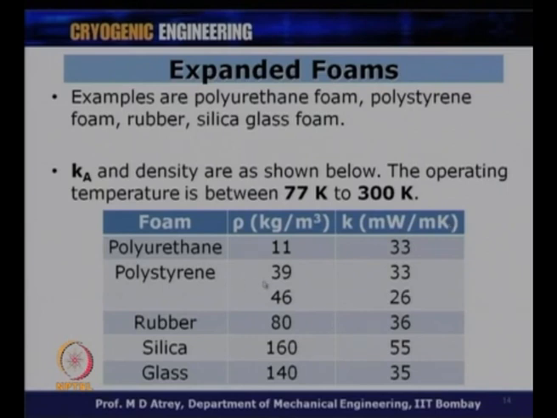Here we can see that for polystyrene, as the density has increased from 39 to 46, the apparent thermal conductivity has decreased a little bit from 33 to 26. But you can see the range is normally between 30 to 50, if I can say broadly, or maybe 20 to 60, for the 300 Kelvin to 77 Kelvin temperature range.